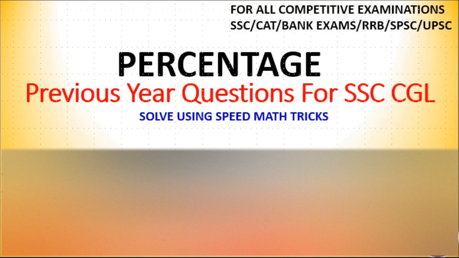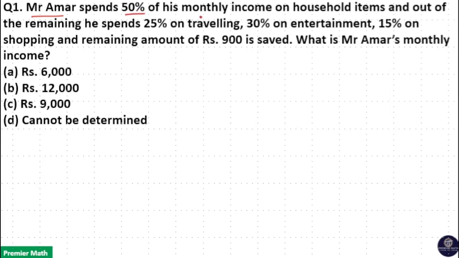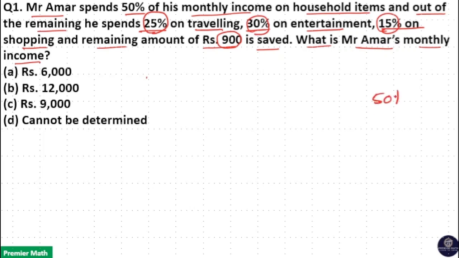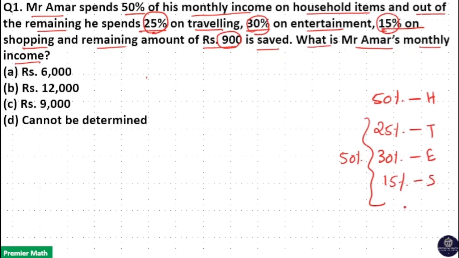Our first question is, Mr. Amar spends 50% of his monthly income on household items, and out of the remaining, he spends 25% on traveling, 30% on entertainment, 15% on shopping, and the remaining amount of rupees 900 is saved. What is Mr. Amar's monthly income? Here, Amar spent 50% on household items, and on the remaining 50%, he spends 25% on traveling, 30% on entertainment, 15% on shopping, and 900 rupees out of this 50% he saved.